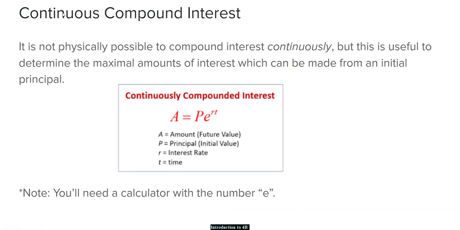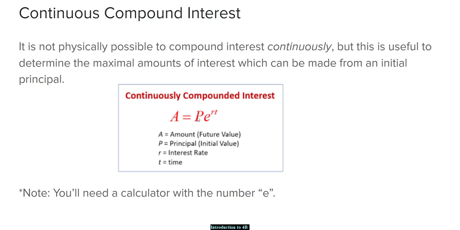And lastly, we talk about continuous compound interest. In this formula, you might have encountered this in an algebra class before. I find students typically have this memorized because it makes kind of a nice word. It looks like the word PERT here. This is a formula to help us represent the maximal amount of interest which could be made from an initial principal. It's not a realistic model, because we can't walk into a bank and ask for continuous compound interest. However, this does allow us to find maximal amounts.